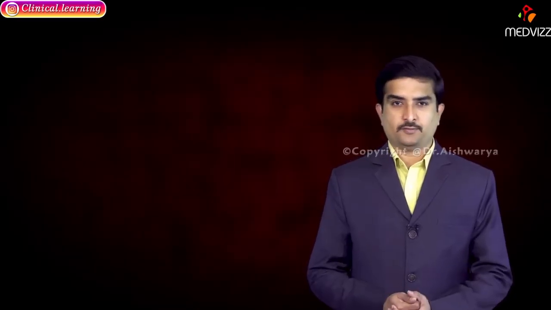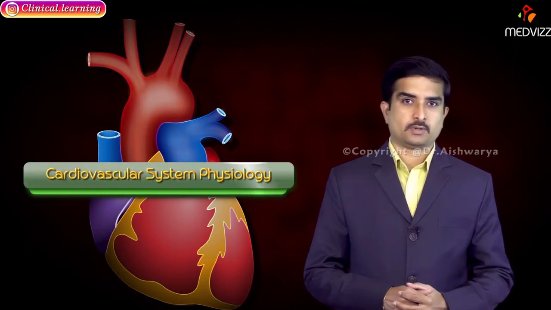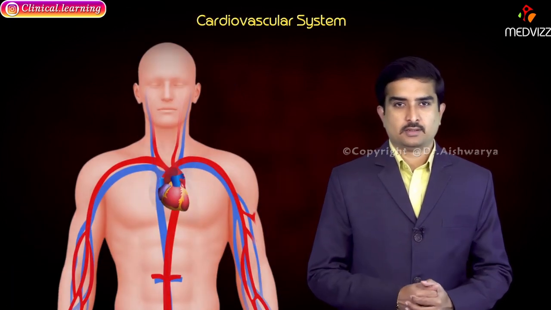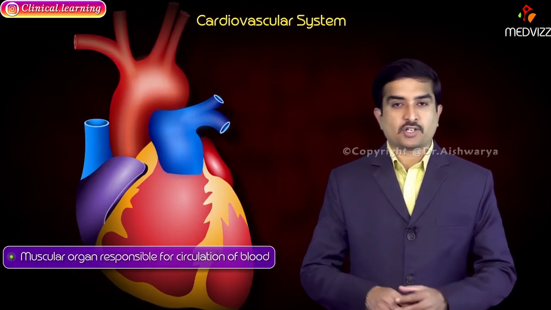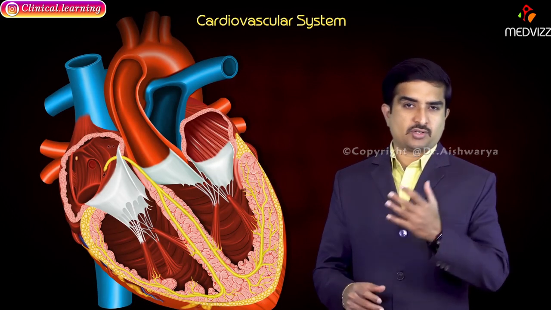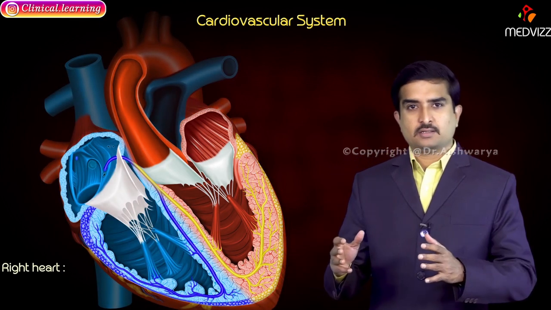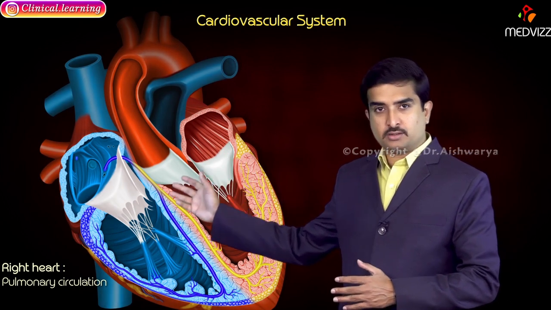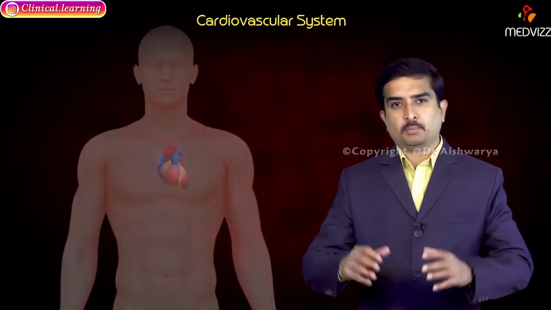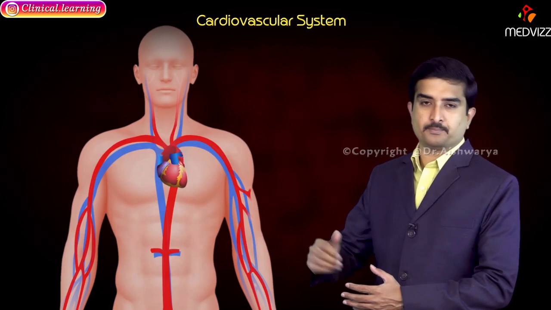The topic of discussion for today's session is the physiology of the cardiovascular system. The cardiovascular system consists of the heart and blood vessels. The heart is a muscular organ responsible for circulation of the blood, and it is structurally and functionally divided into two halves. The right heart is involved in the pulmonary circulation and the left heart is for the systemic circulation. The blood vessels carry blood from the heart to the various tissues of the body.